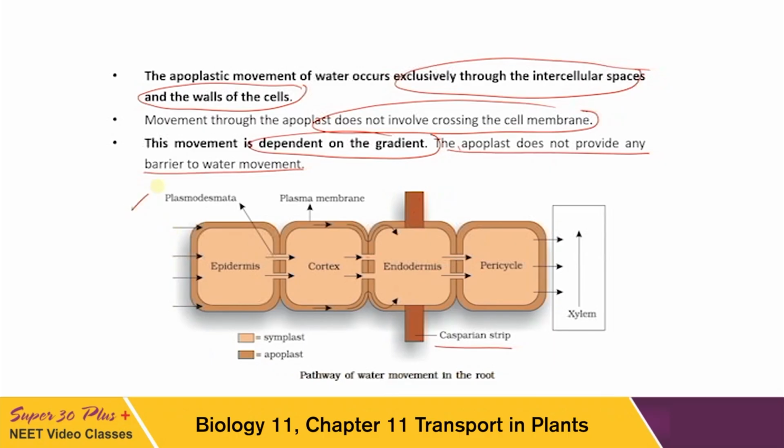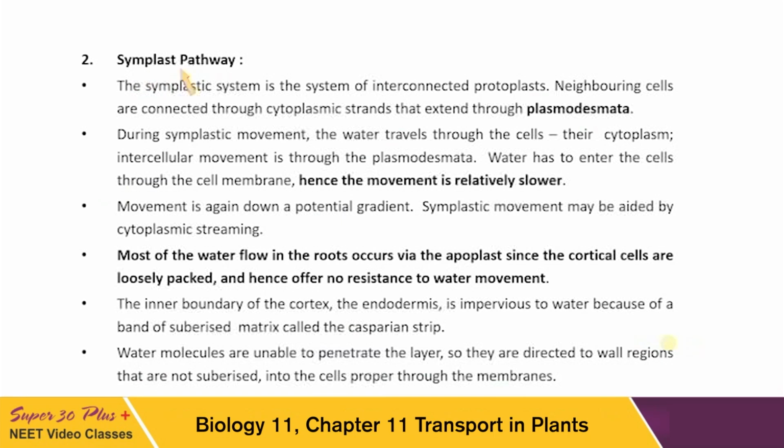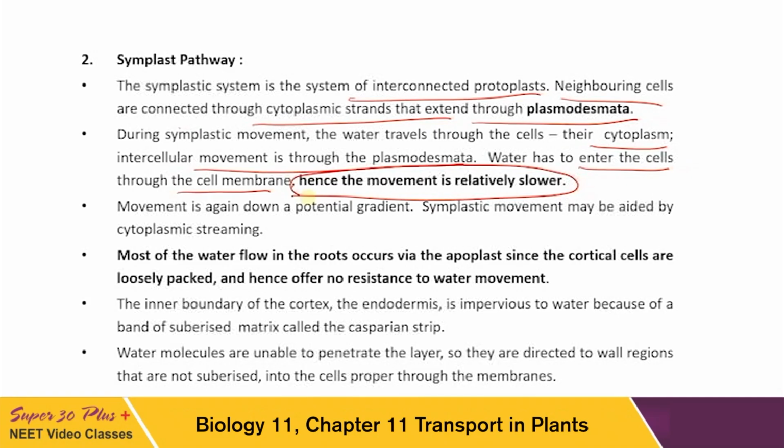The symplastic pathway is the system of interconnected protoplasts. Neighboring cells are connected through cytoplasmic connections known as plasmodesmata, right? And that's why the water or the substances have to move through cytoplasm. Intercellular movement is through plasmodesmata, and water has to enter the cell through the cell membrane, hence the movement is comparatively very slow. Movement is again down a potential gradient. Symplastic movement may be aided by cytoplasmic streaming.